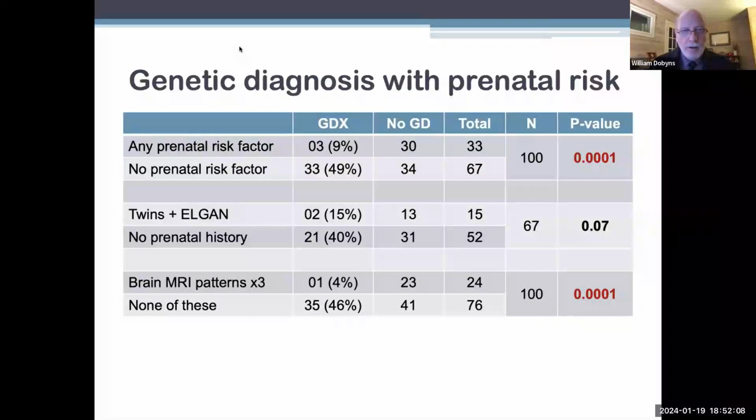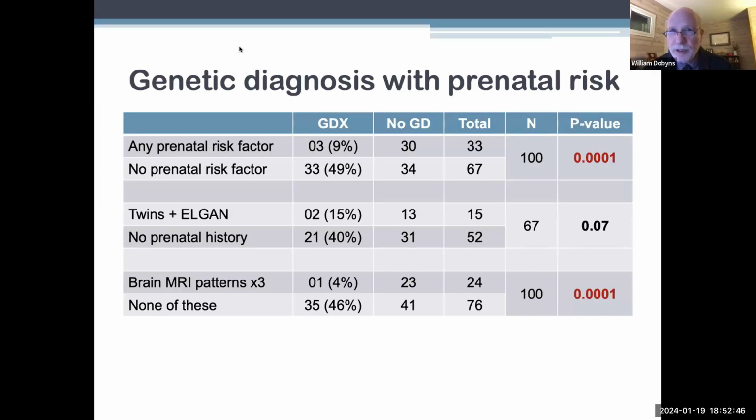All right, so when you combine both our prenatal risk factors from history, and the only two I could be certain of were extreme prematurity and twinning, and the brain MRI imaging patterns, our yield was only 3 out of 33, or 9%. When we looked at those children who did not have any of these prenatal risk factors, the yield was 33 out of 67, or almost 50%, which is very high.